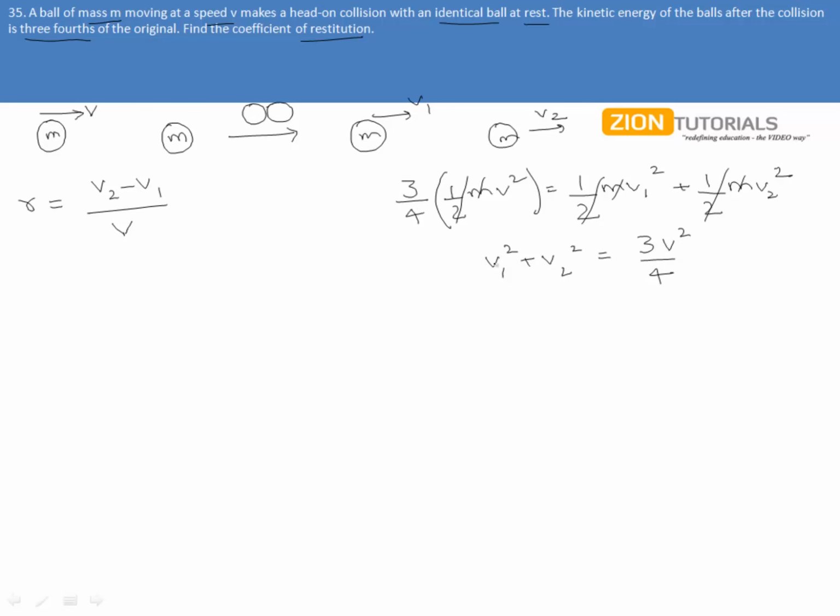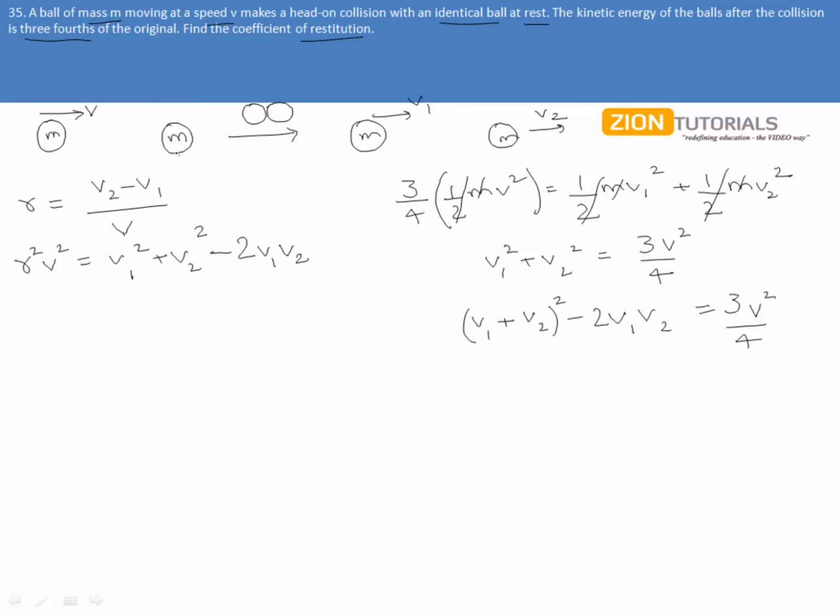Now let us complete the square over here. So we get (v1 plus v2) whole square minus twice of v1 v2 equals 3v square by 4, and let us square the restitution relation, so we can write it as r square v square equals v1 square plus v2 square minus 2 v1 v2.